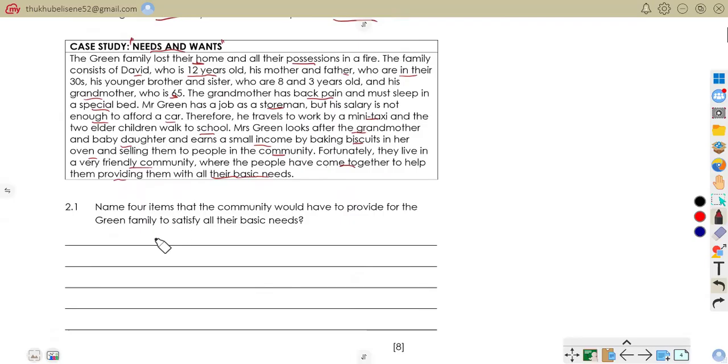Like it says, name 4 items that the community would have to provide for the Green family to satisfy all their basic needs. That is items needed after a fire. You know very well that when we're talking about basic needs, we are talking about things needed to survive and stay healthy. So we are to name the items that the community would have provided.